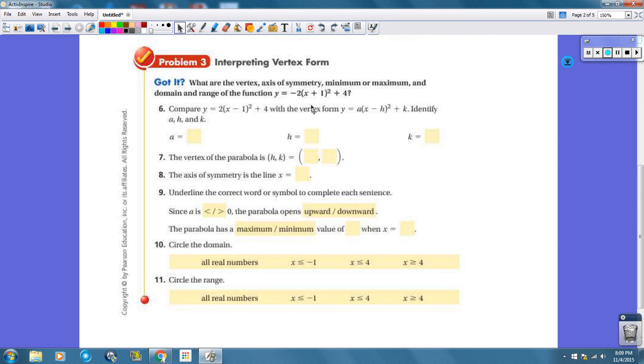Okay. So they want you to compare it to the parent function and identify A, H, and K. So A is the number in front of the parentheses, H is right here inside the parentheses, and K is outside the parentheses. So when we look at this, and like I said, I have my pencil, but I don't know how good this is going to look, so bear with me.